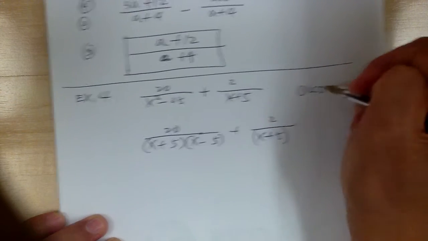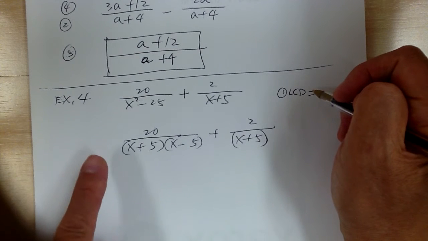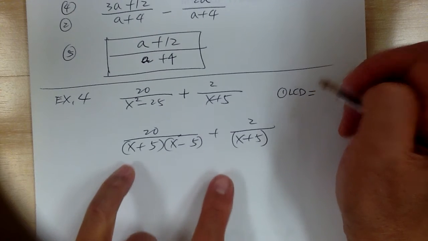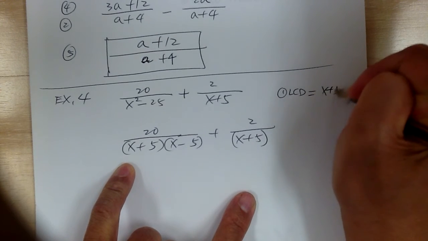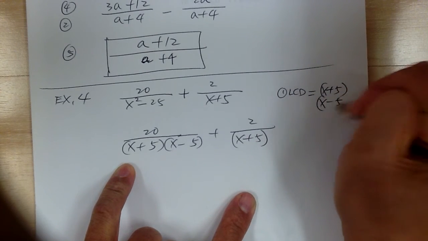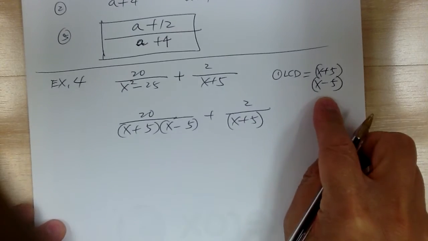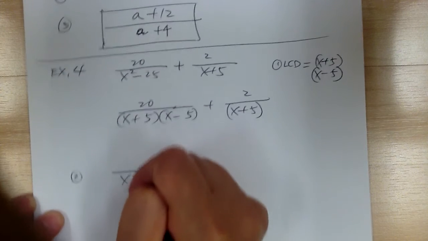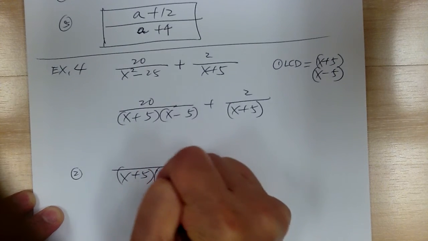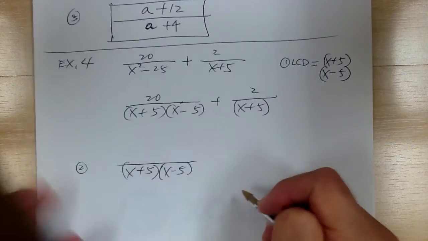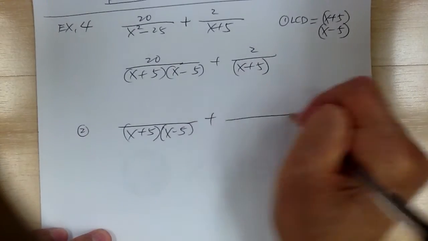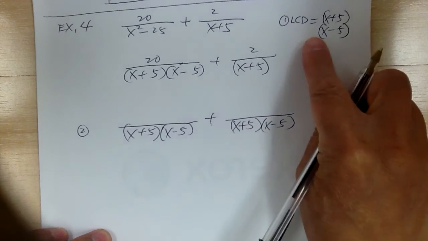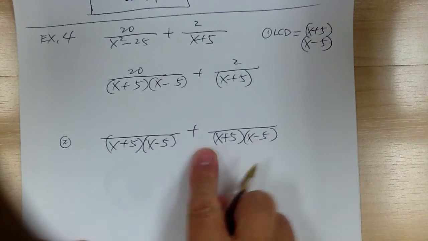So LCD is going to be the number, there's no number, the alphabet, there's no alphabet, the groups, they are both groups. So it would be x plus 5, x minus 5. So that's your LCD. Now you go to step 2, get your LCD ready: x plus 5, x minus 5. Again, don't worry about what's on the top yet. You got to get your LCD ready before you do anything else.